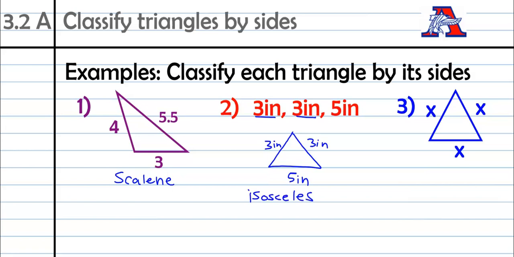triangle. All right, and then the very last one here, we don't have any numbers, but we do know that all 3 sides are the same because we have x, x, and x. We could add tick marks if we wanted to, all 3 of them exactly the same. So that's going to be an equilateral.